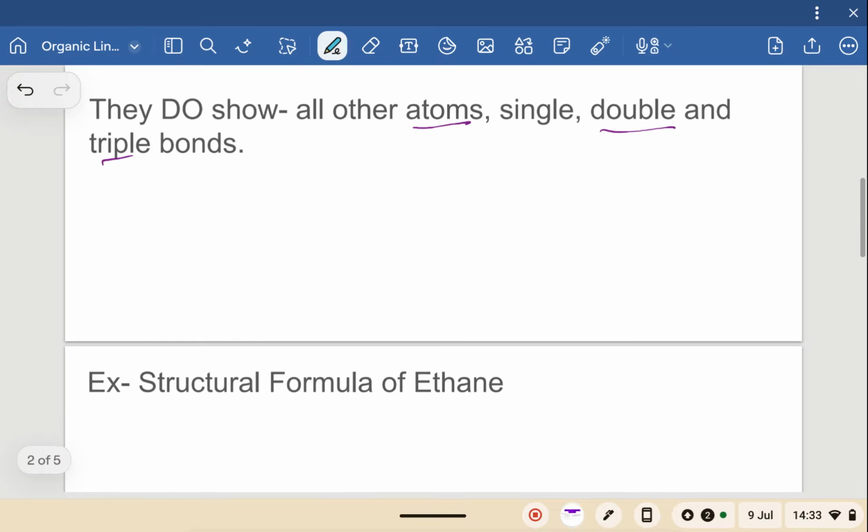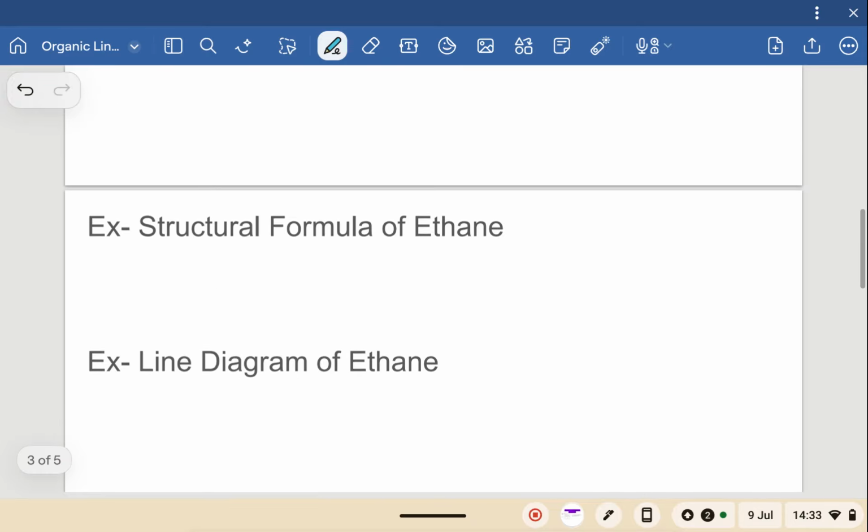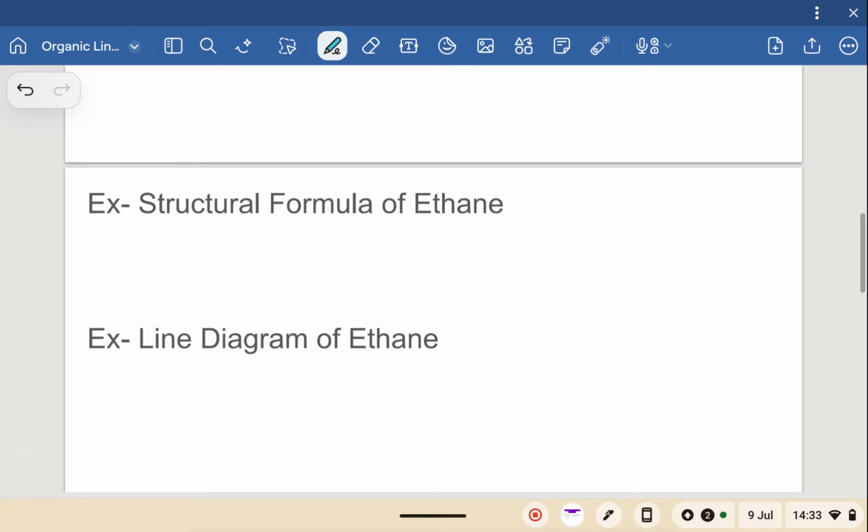So looking at our first example of ethane, doing a structural formula, we know ethane is just 2 carbons attached to each other. And then we know that each carbon wants to be saturated, so we will fill them with hydrogens. So that's our quick structural formula of ethane. As a line diagram, ethane just looks like this. Now, it's because the carbons and hydrogens are implied.